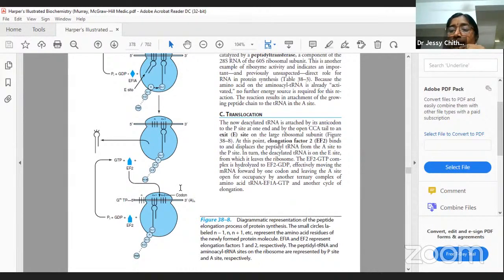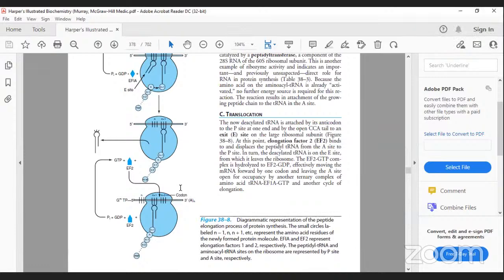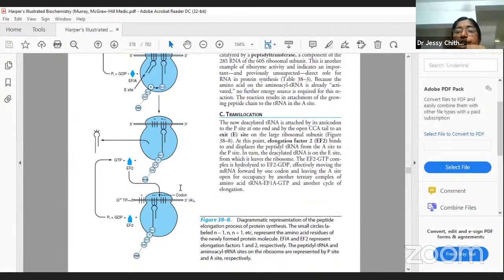Were you able to take down the figure? Yes, ma'am. Okay. So that is about elongation.